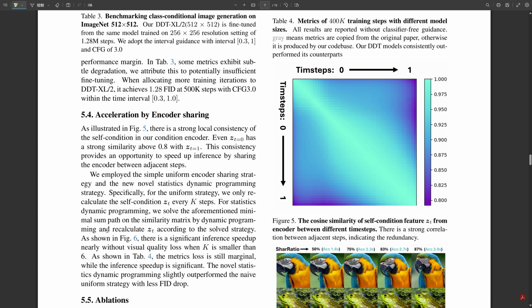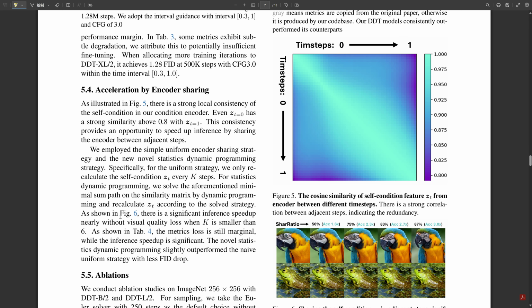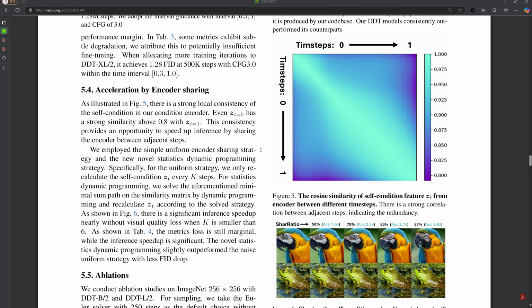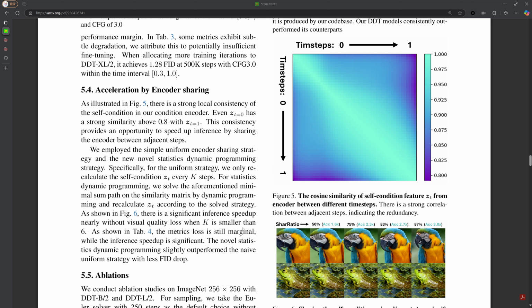But you mentioned another innovation, something about speeding up the generation process itself, the inference, tied to that local consistency. Exactly. That local consistency of the self-conditioned feature means the semantic understanding captured by the encoder doesn't radically shift between very close denoising steps. Right, because the underlying image meaning isn't changing practically from one tiny step to the next. Precisely. So the insight is, why recalculate that entire semantic understanding from scratch every single time? It's computationally expensive. Can they reuse it? Yes, that's the encoder sharing strategy.